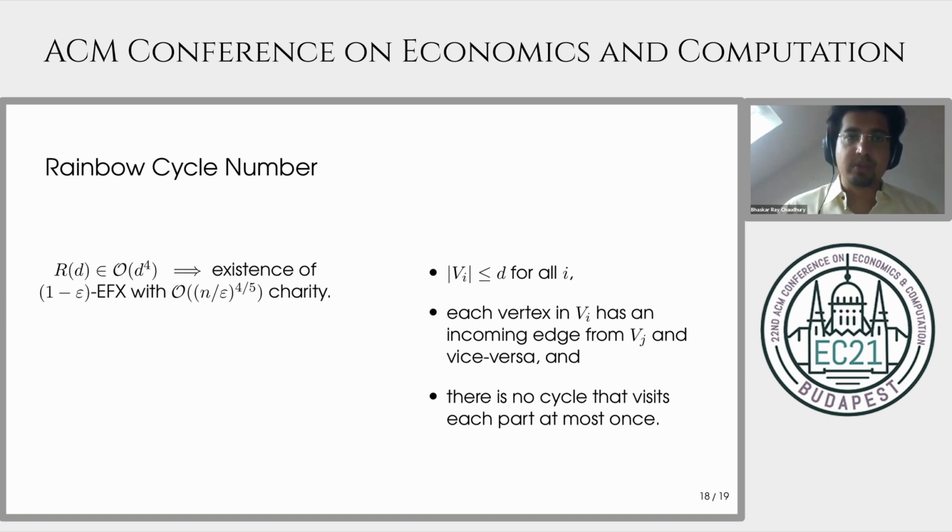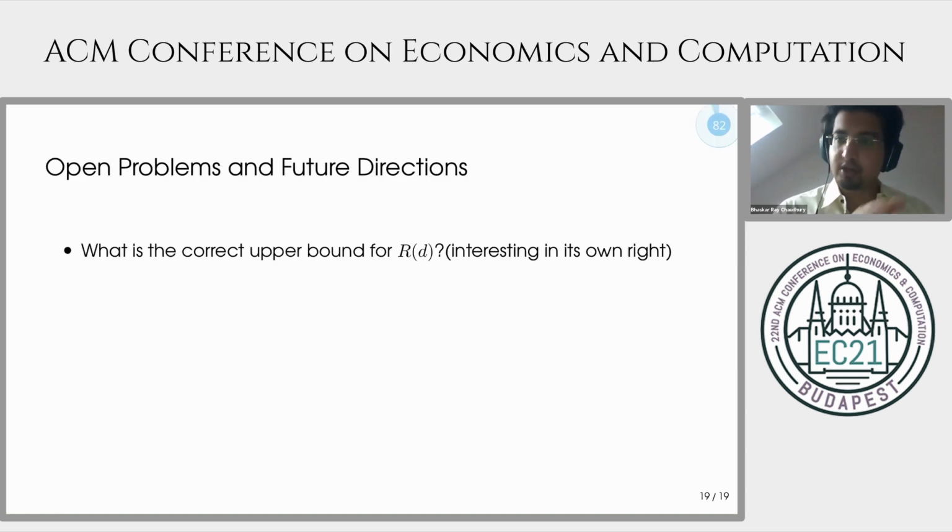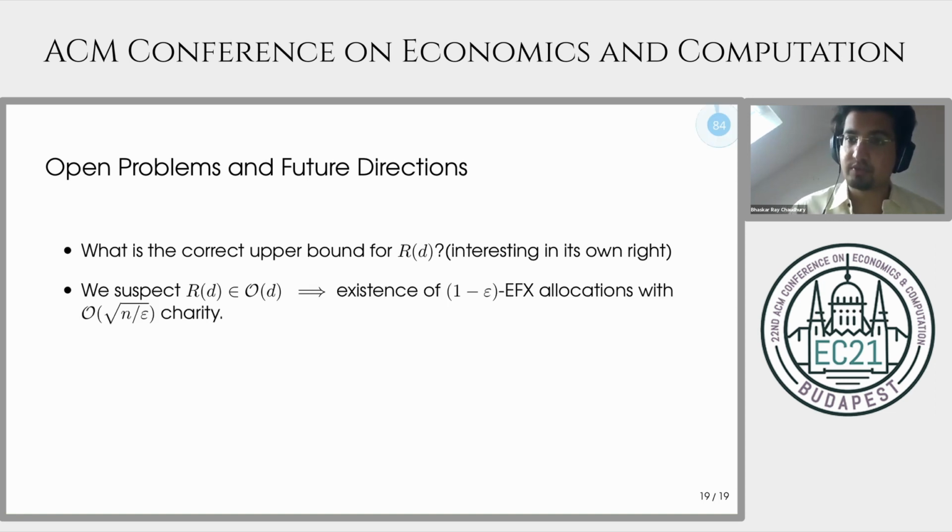Okay, so with this, I would just state some immediate open problems and future directions which come from this work. I feel that finding the correct upper bounds for the rainbow cycle number is interesting in its own right. It's a natural combinatorial problem, and it would be interesting to investigate. In particular, we suspect that R of D is linear, and this would actually imply the existence of 1 minus epsilon EFX allocations with square root n over epsilon charity.